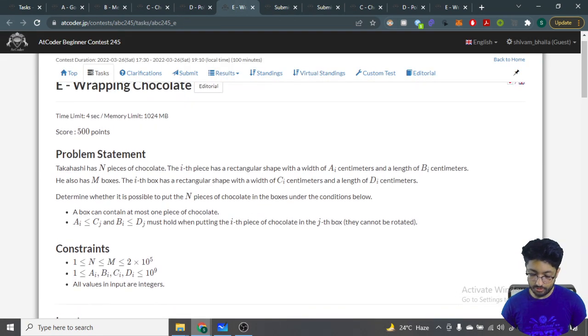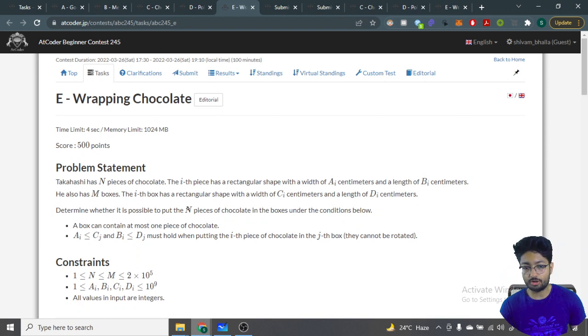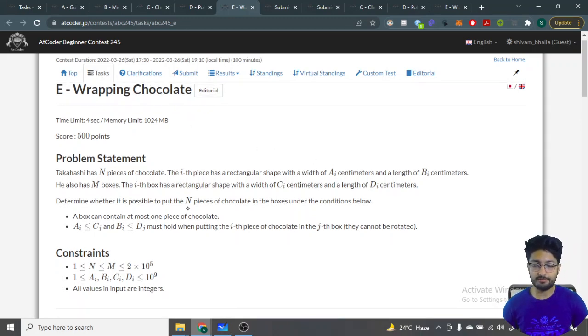Similarly, let us go down to the last problem, that is wrapping chocolates. Takahashi has n pieces of chocolates, and the ith piece has a rectangle shape with a width of ai centimeters and a length of bi centimeters. So there are n different chocolates, and the ith chocolate is of ai centimeter width and bi centimeter length. Similarly, he also has m boxes, and the ith box is ci centimeter in width and di centimeter in length.